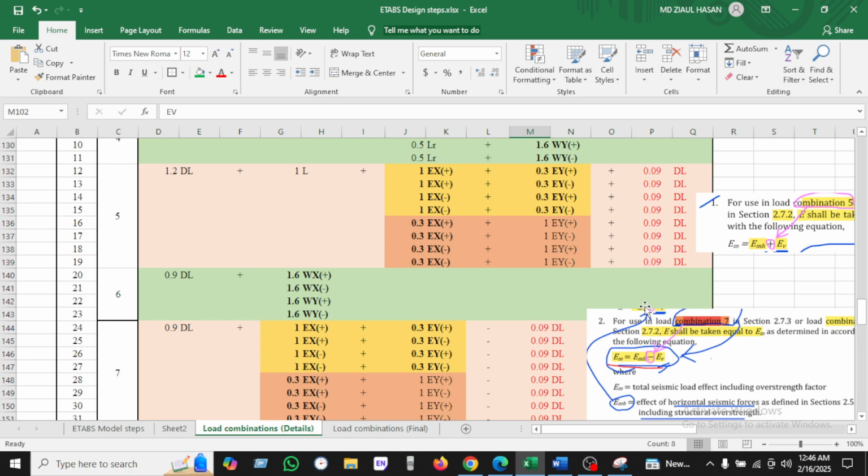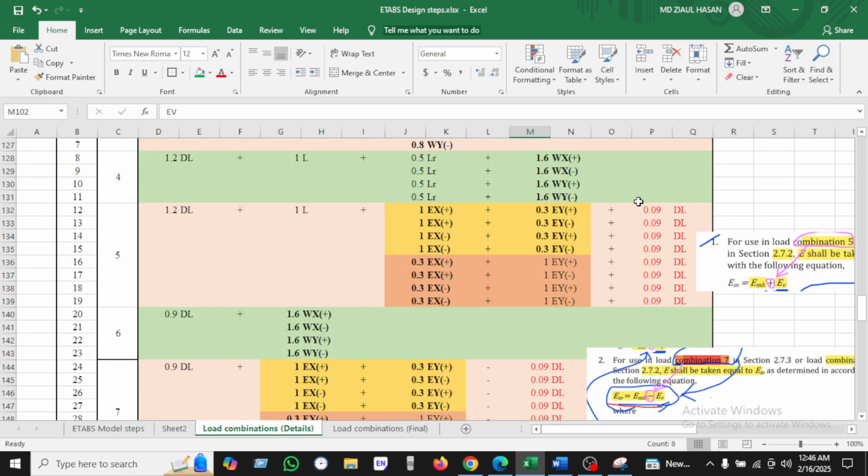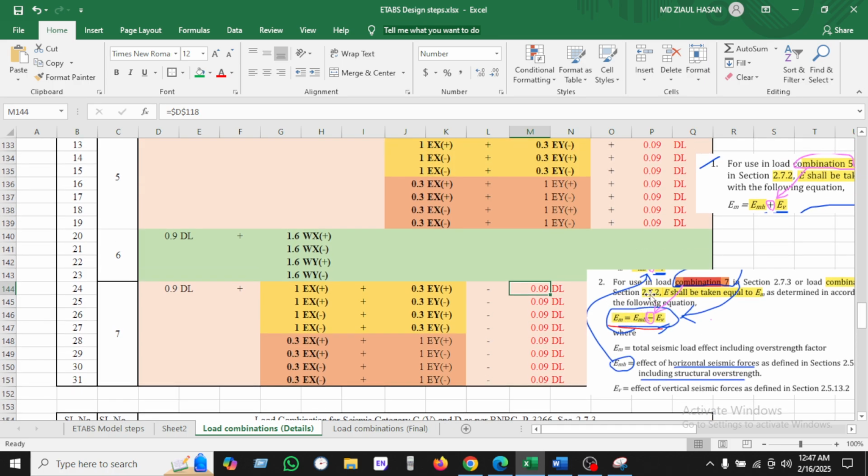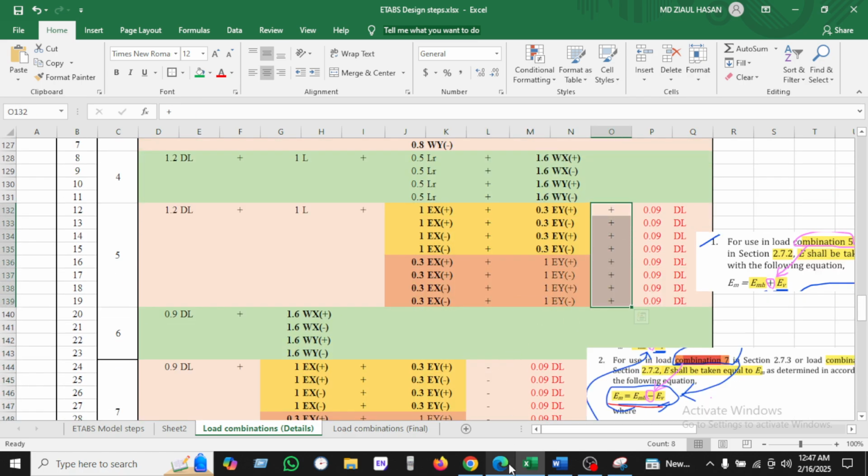Now we will see, we can add this with the dead load. If we add 1.2 plus 0.9, then that will be the total dead load, and in this way we will calculate 0.9 dead load minus 0.9. Why minus? Because in these cases it will be minus and it will be plus. So why? Let's see.